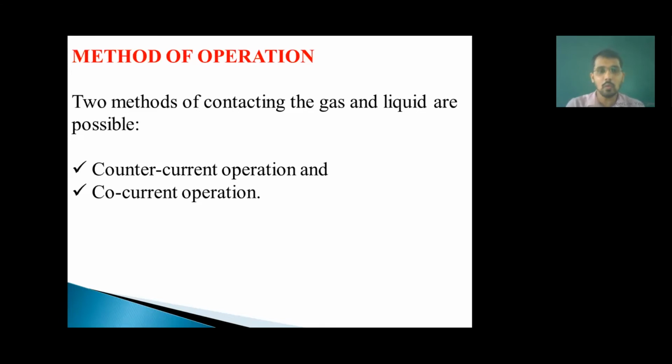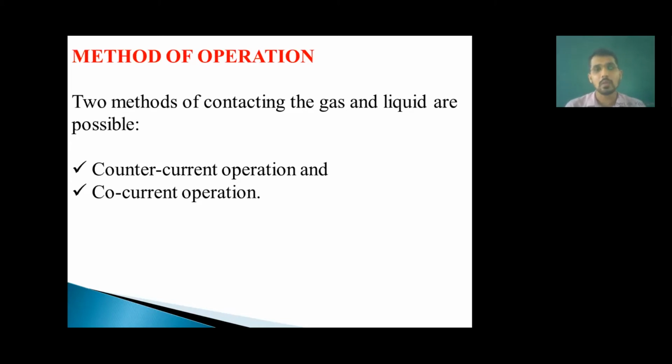So there are two modes of operation. First is counter current operation and second is co-current operation. These are the two major flow patterns. There is another pattern as well, but that is not generally used in the operation. In small scale industries, these two operations are generally used for research and development.